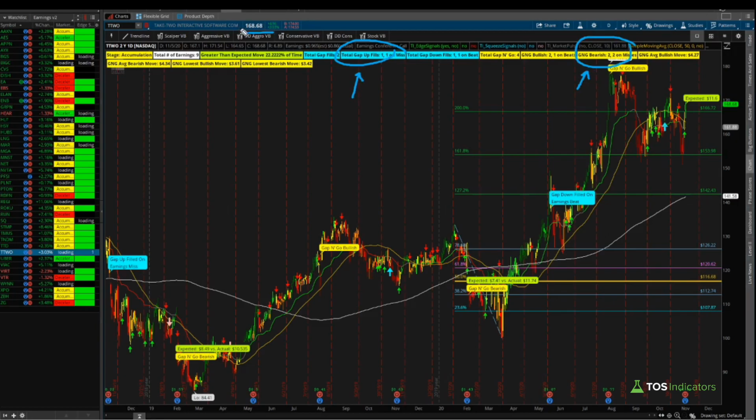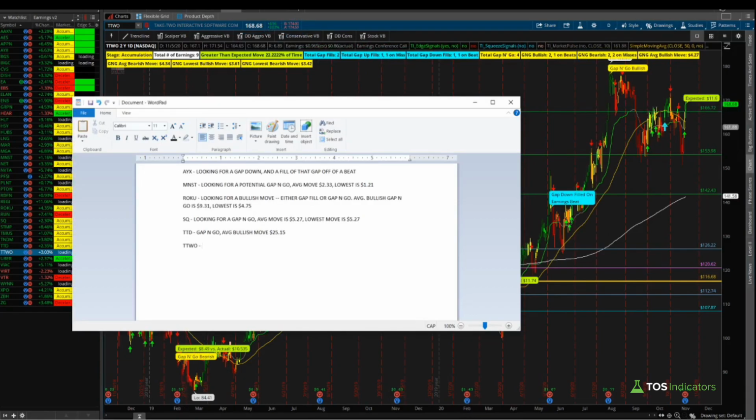Take a look to see what price activity is currently doing. We're currently at 168. Price looks like so far we're going to be gapping up. So it would be this gap up fill that I think would be the likely candidate here in TTWO, Take Two. So we'll say gap fill, bearish in Take Two.